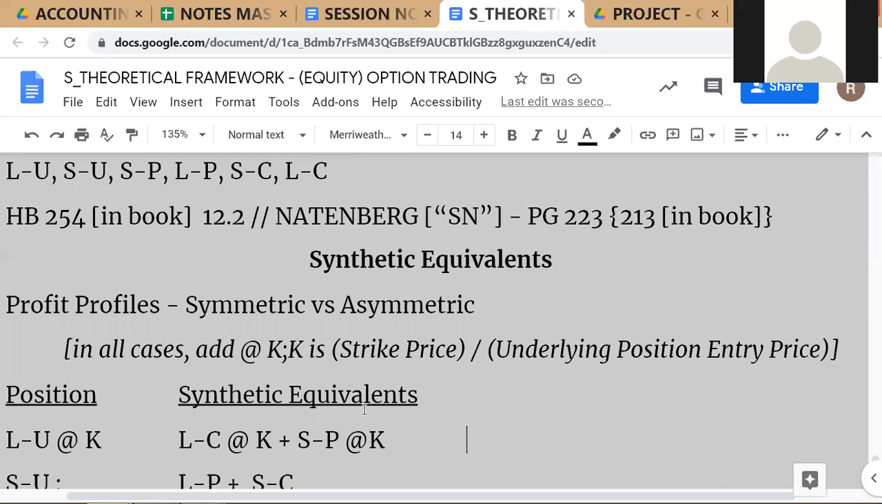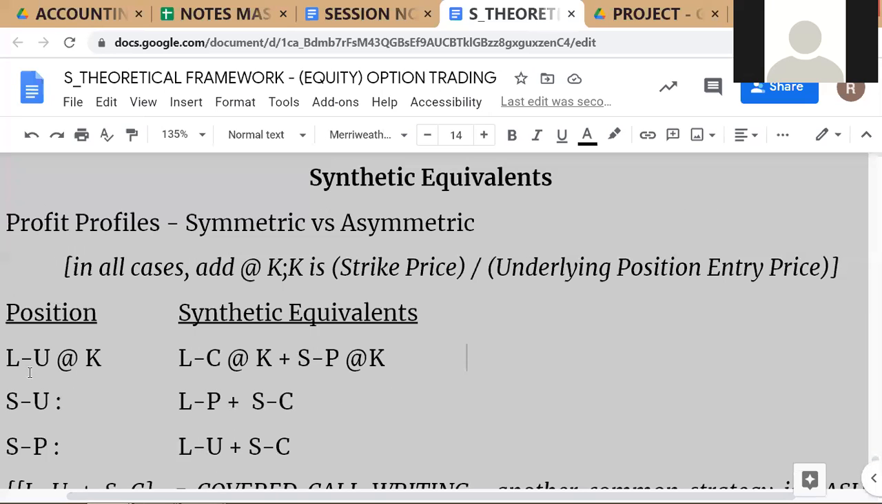Now, we have learned about synthetic equivalents. The exercise we are doing is we are going to take each of these positions in turn, and then we will ask ourselves, if this is my position, what is the synthetic equivalent of this position? So we did this for the first two. We looked at if my position is long underlying at K, what would be the synthetic equivalent of that? It would be long call at K and short put at K. Is this clear? Yes, sir.